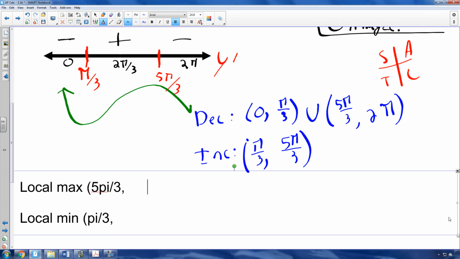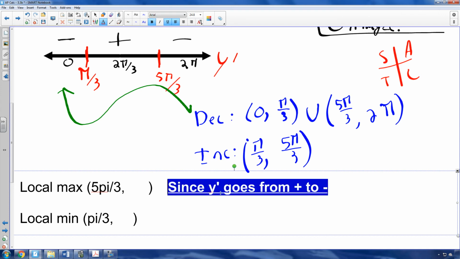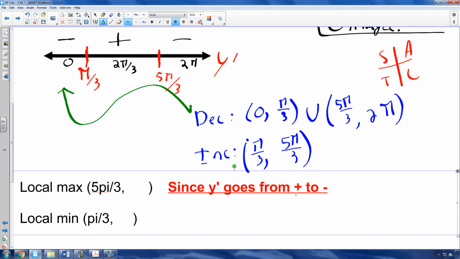Now, before I do that, I'm going to get a y value for these in a second. Am I going to get the y value from the derivative or from the original function? Well, from the original function, right? So this is an important sentence. So let me see how I can make this really jump out at you. I'll make it bold and red. Since y prime goes from positive to negative, this is a very important thing to have here, okay? So let's underline that. You can't emphasize how important that is, okay?